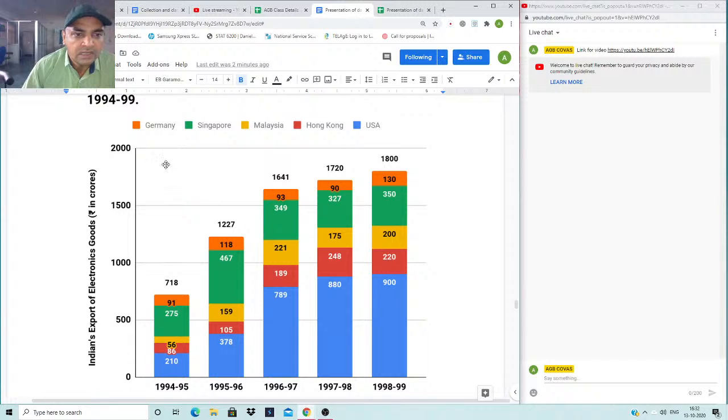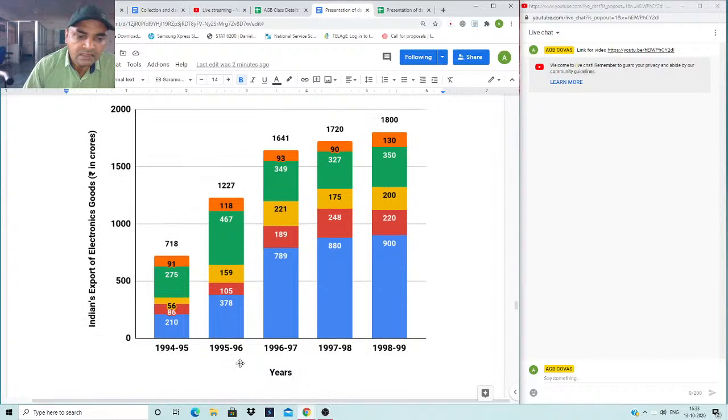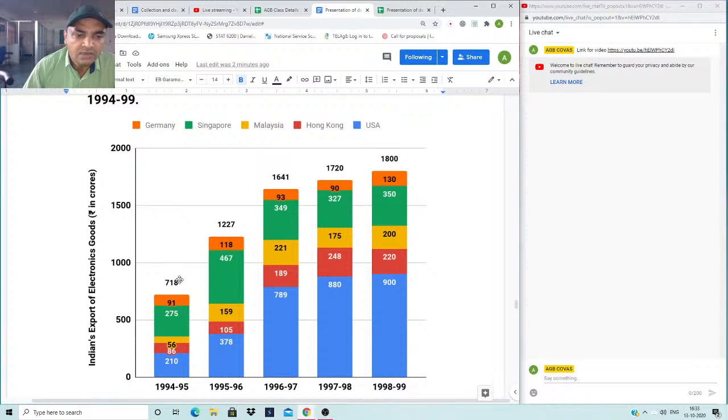Now this color is for Germany, green is for Singapore, yellow is for Malaysia, red is for Hong Kong, and blue is for USA. So from here you can see that there is an increasing trend in the USA. There is also an increasing trend in the other countries, and the width of these shows how much there was, that is 275. This 467 is greater than 275, and this data is for Singapore.